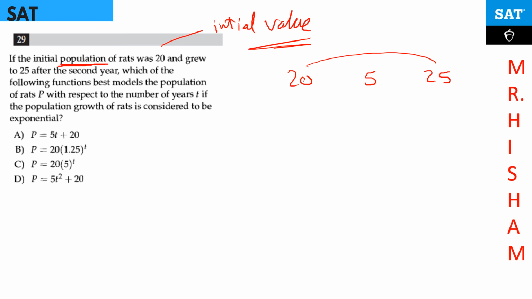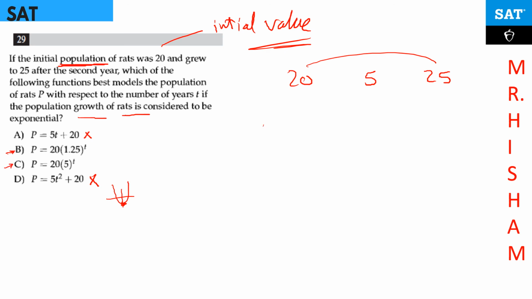If the model represents the population of rats over the number of years, of course the population growth rate is not linear. I'm not increasing by 5 every year. And of course it's not a quadratic, because a quadratic has a minimum or maximum, and this does not represent populations. So it's B or C.